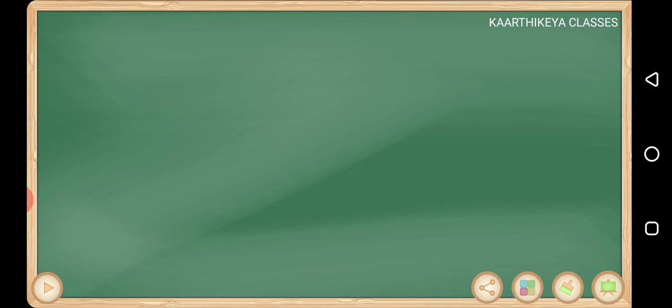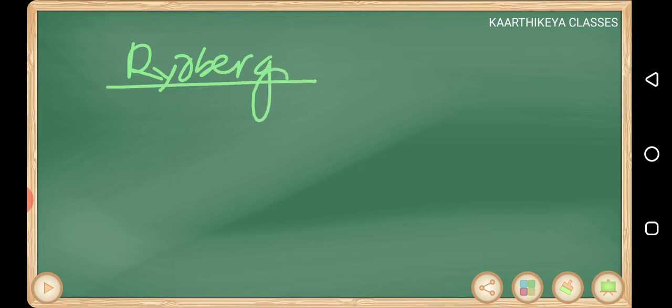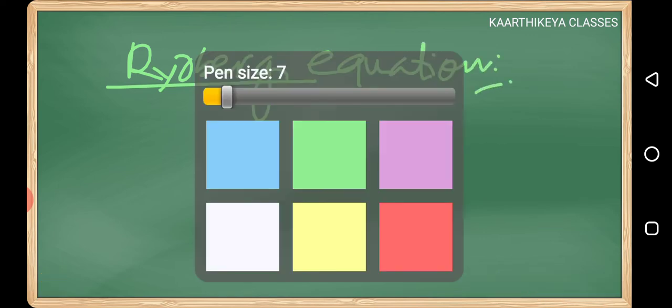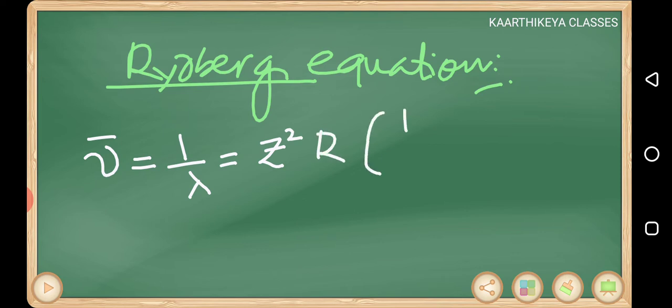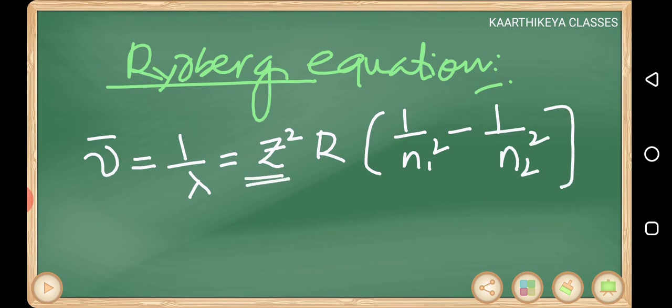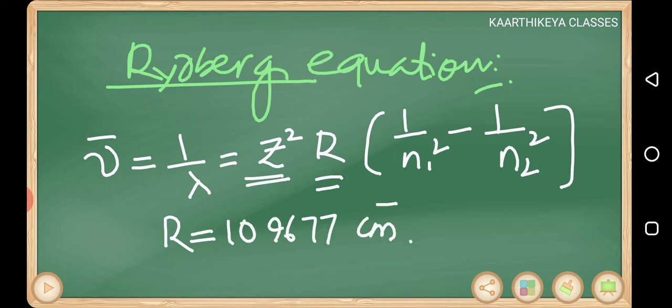For that purpose, there is one expression we were discussing in the previous class also, in the different formulas. It is called the Rydberg equation. And the Rydberg equation is nu bar equals 1 by lambda equals Z square R into (1 by n1 square minus 1 by n2 square). Z is atomic number, R is Rydberg constant whose value is 1,09,677 per centimeter, or simply you can say 1 lakh, 10 power 5 per centimeter.